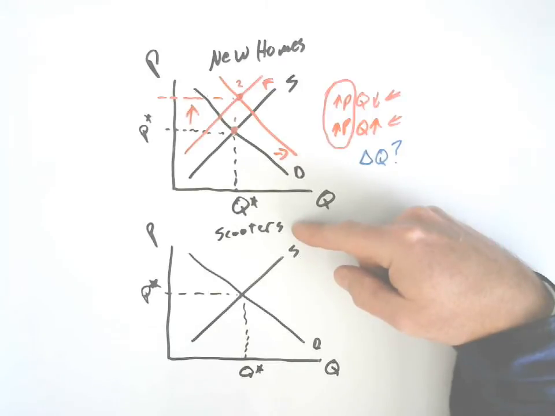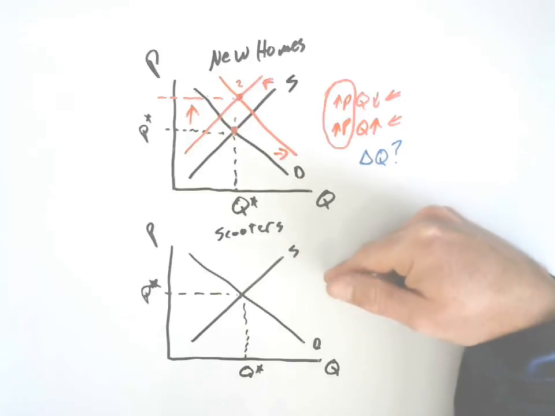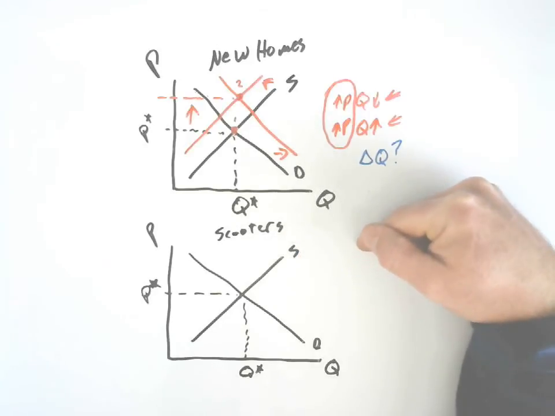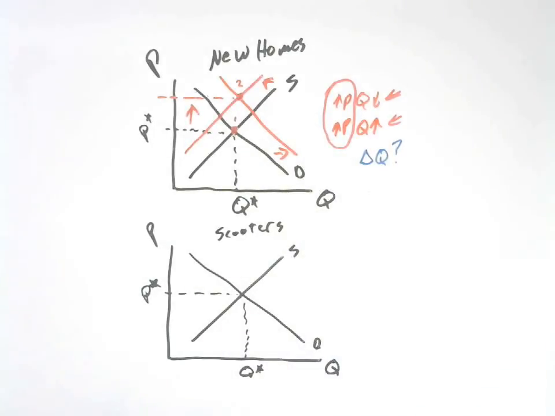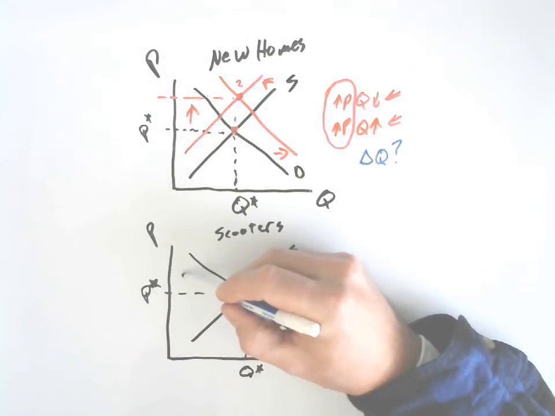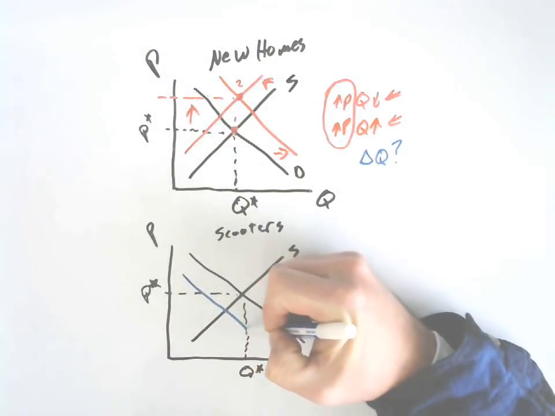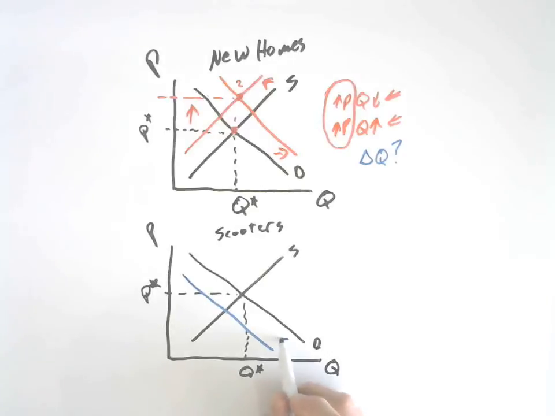Let's assume that the price of gasoline falls. Now, if the price of gasoline falls, you will probably drive your car more, meaning that you will drive your scooter less. You would get a leftward shift in the demand for scooters.